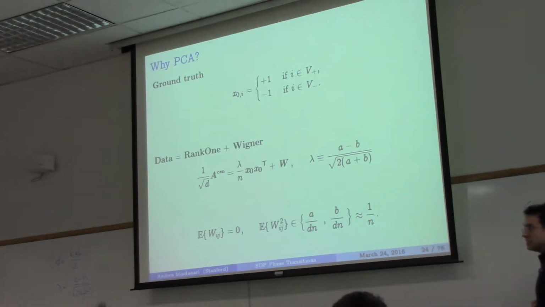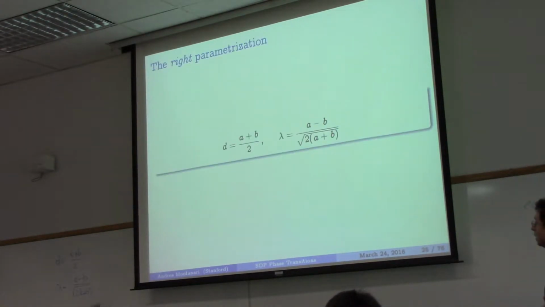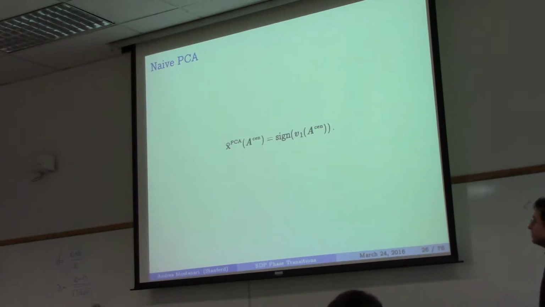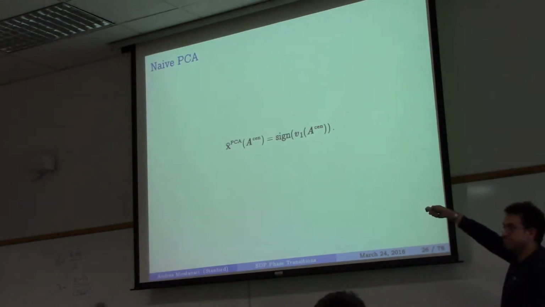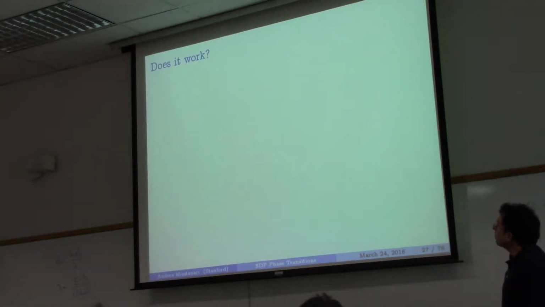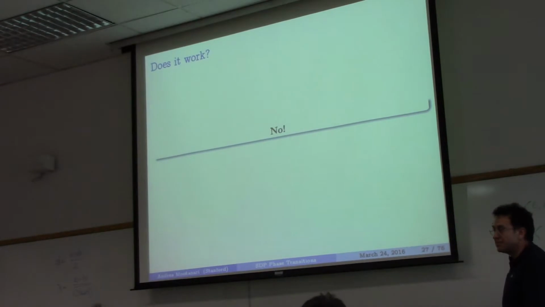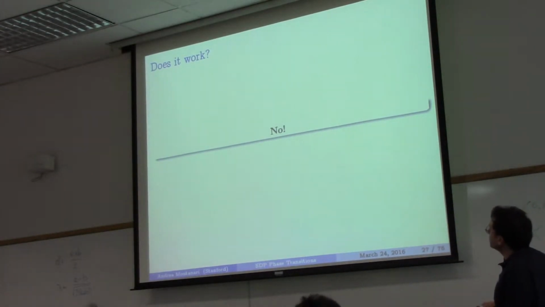If you do just principal component analysis, it will recover a vector correlated to x0. These are the parameters. So the naive PCA estimator is the following: center the matrix, compute the principal eigenvector, and take the sign. Does it work? No. Well, this is why we're still working, right?